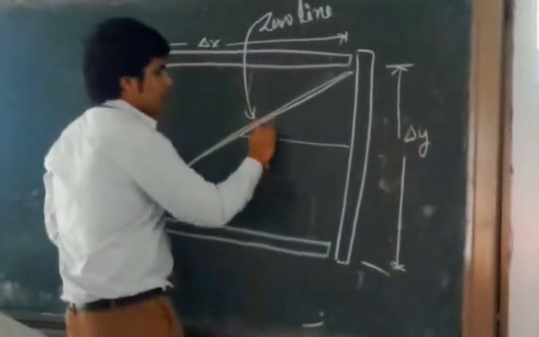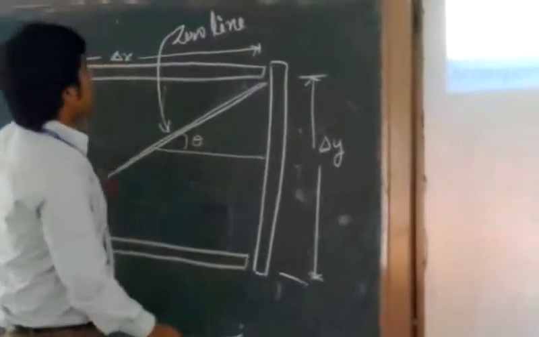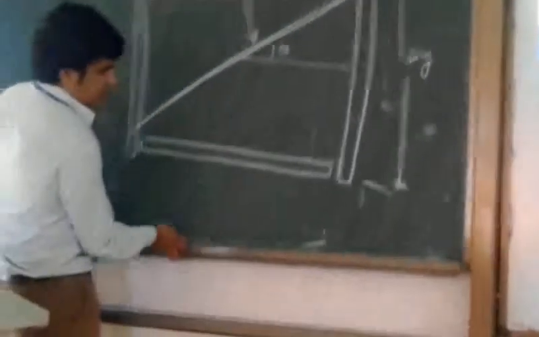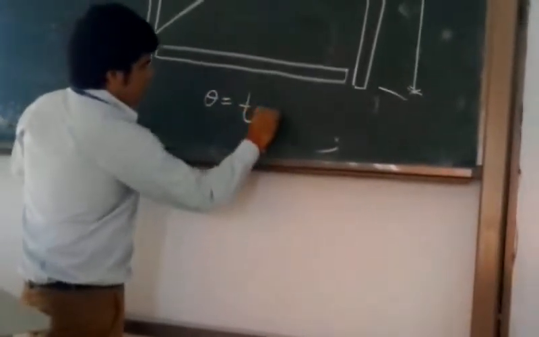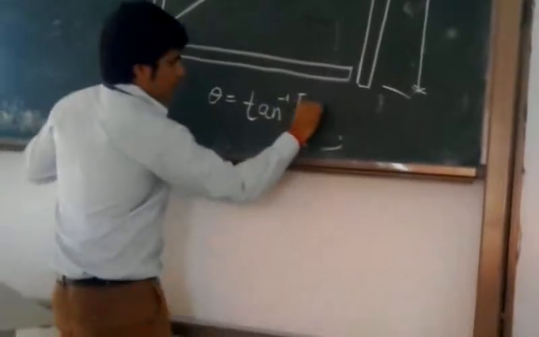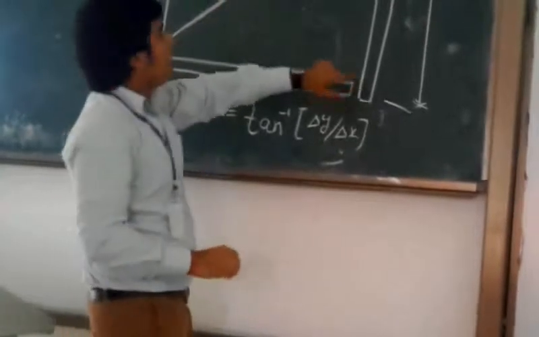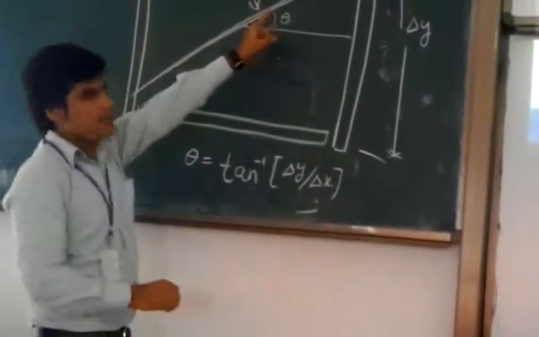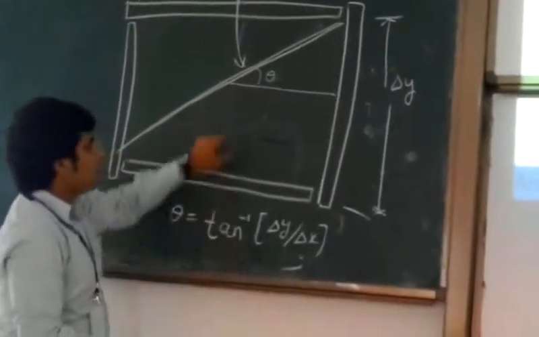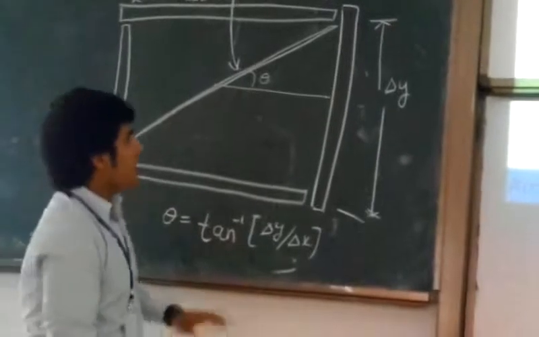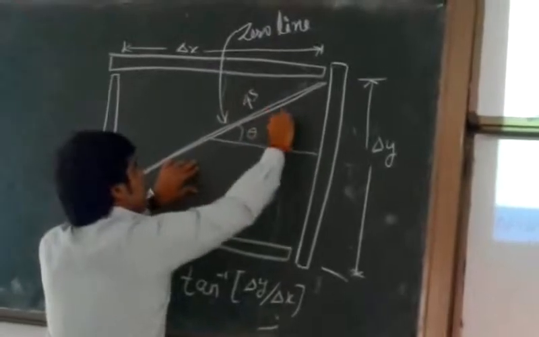Now how can we calculate theta? We have del x and del y. Theta is calculated directly. Theta equals tan inverse of delta y over del x. Delta x is the horizontal distance and delta y is the vertical distance. By using this method, we can find the angle theta. And the above part is south pole and the below part is north pole.